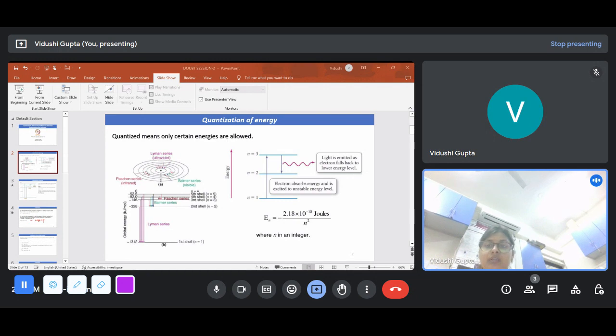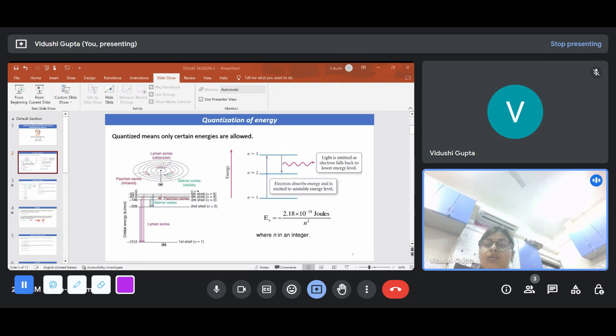Then what's the formula to calculate the ratio of population of two states? It's n2 divided by n1 is equal to e raised to minus del E by kT. You should remember the value of k, that is 1.38 into 10 minus 23, and also the temperature should be in Kelvin. So to convert degree Celsius to Kelvin, you just have to add 273 to it.